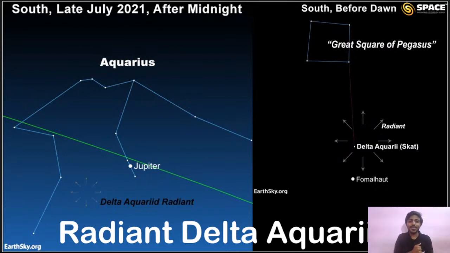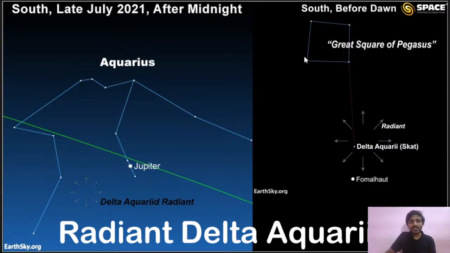If you are going to see Delta Aquarids, you might even be able to spot Jupiter right next to it during the course of some time. I'll explain how you will do it. For now, I want your patience. I'll get to that. So you can see the Delta Aquarid radiant is over here.